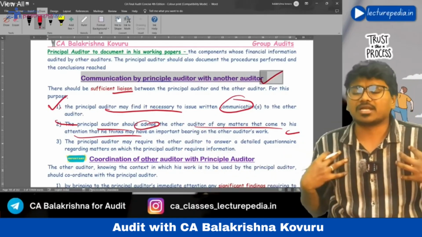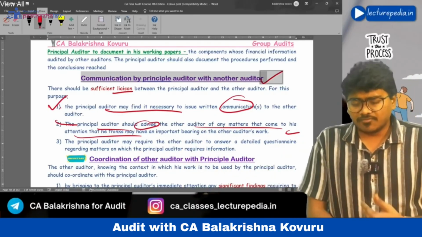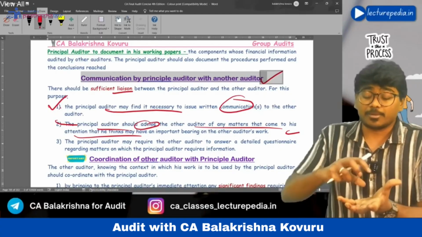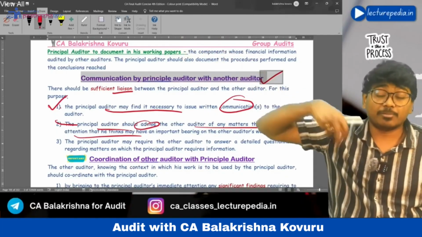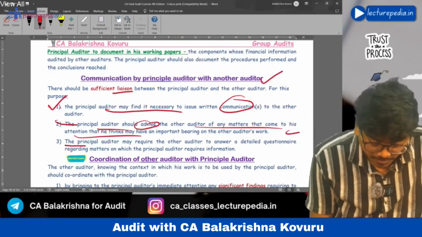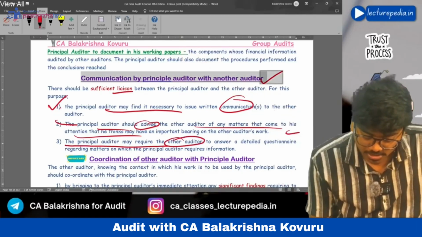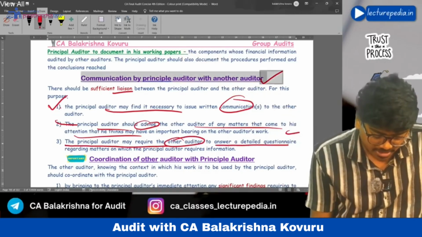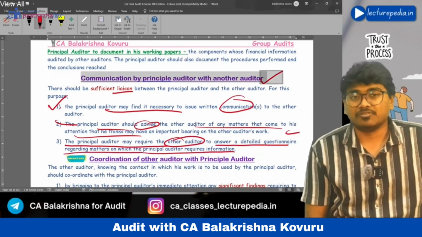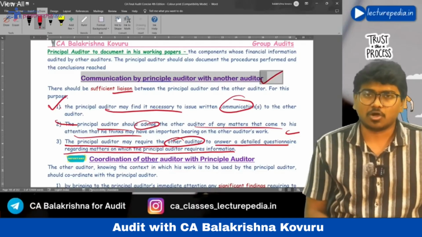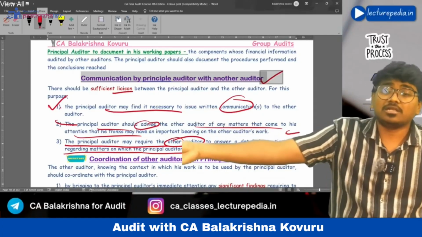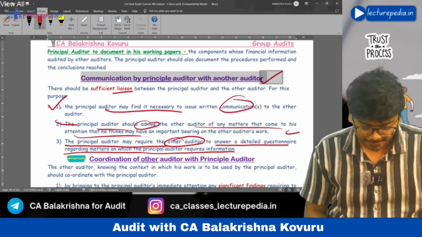Now, the principal auditor, while conducting his audit of CFS, if he finds any matter and feels that this matter is necessary for the purpose of the audit of the component auditor, then the principal auditor has to communicate this matter to the other auditor. Next, the principal auditor may require the other auditor to answer a detailed questionnaire regarding matters on which the principal auditor requires information. If the principal auditor prepares any questionnaire, then the other auditor has to answer that questionnaire.